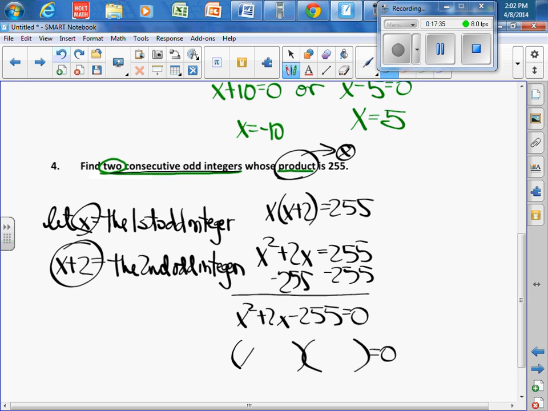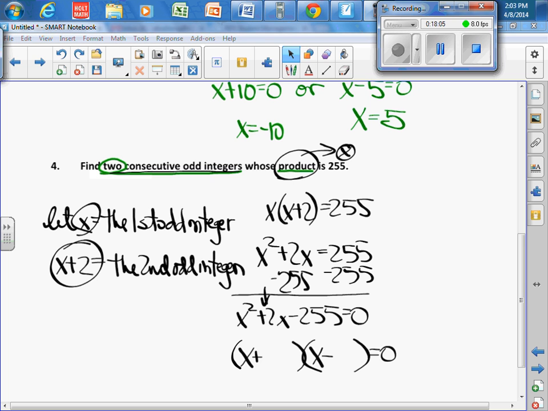Well, we know we're going to have x times x. We have to have a plus and a minus. Now, what two numbers can we multiply together to get 255 that are two numbers away from each other? It's going to be like 1 and 3, 3 and 5, 5 and 7, 7 and 9, 9 and 11. What two factors, what two numbers, what two consecutive odd integers would equal 255? Well, how about 15 times 17? Only we need positive 17 and negative 15.